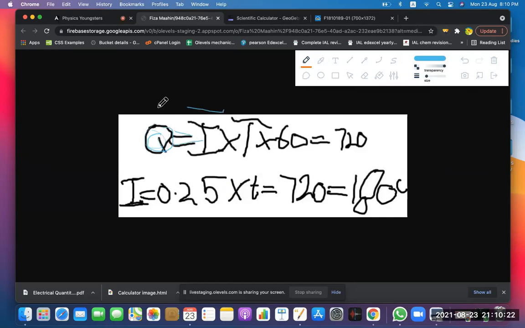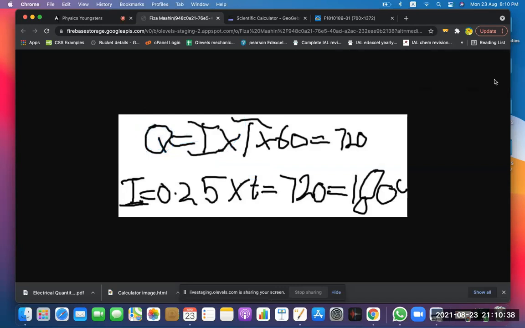Q is equal to IT. Don't write multiply by 60 here. In the second step, you will write the time, multiply by 60. You will write 12 multiply by 60 in the next step. Okay, Fiza? Got it, Fiza? Yes, got it.